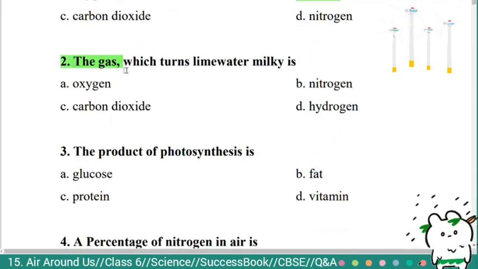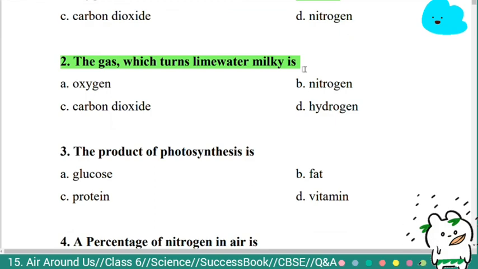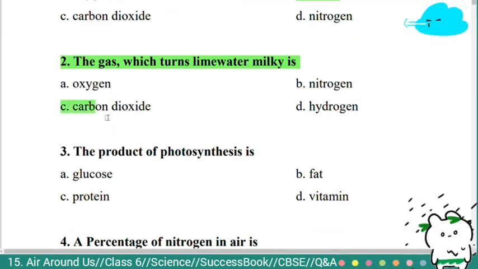Second question, the gas which turns lime water milky is option A. Oxygen, B. Nitrogen, C. Carbon dioxide, D. Hydrogen. The correct answer is option C, Carbon dioxide. The gas which turns lime water milky is carbon dioxide.